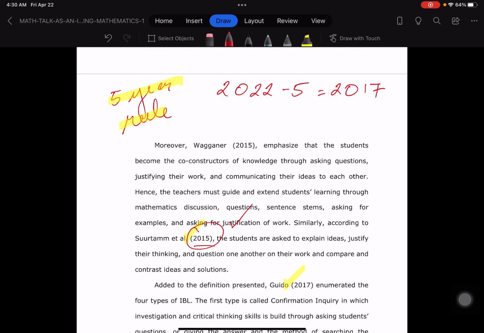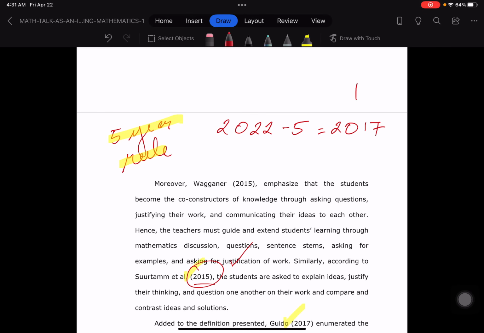Is that correct? So it's 2017. So this means that the literatures or the sources that you need to use should be from 2017 and above, up to the current year. So 2022 to 2017. So 2016 will still be accepted. But beyond that, 2015 and so on should not be considered as part of the literature review anymore.